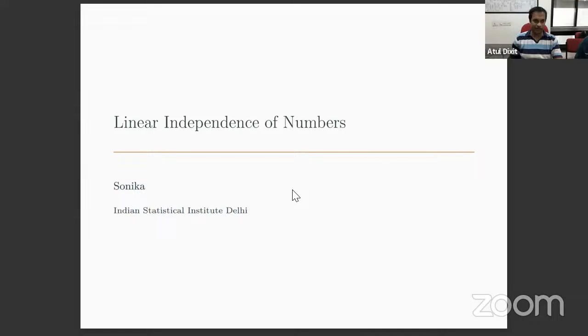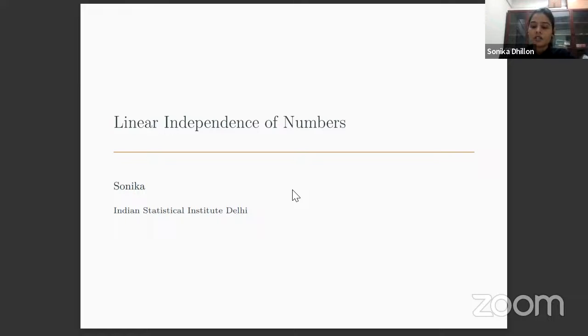Sure, please. Okay, so good afternoon to all. First of all, thank you for giving me this opportunity to speak here. Today in this talk, I'll be talking about linear independence of numbers. More precisely, I'll be talking about linear independence of some special values of the digamma function and the logarithm of the gamma function.